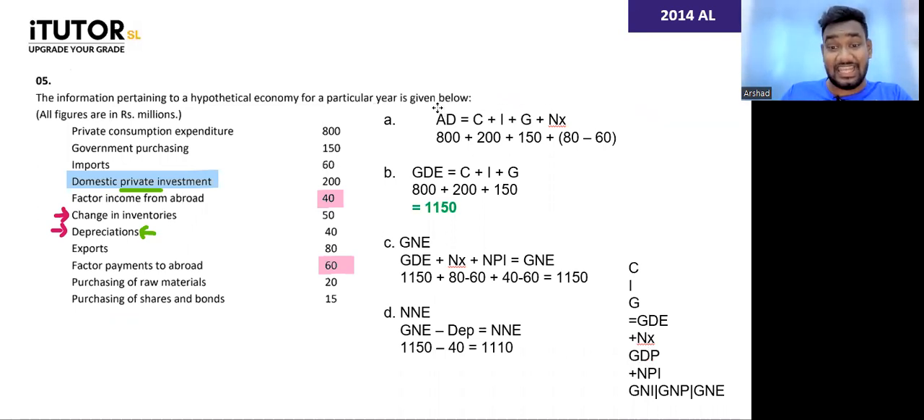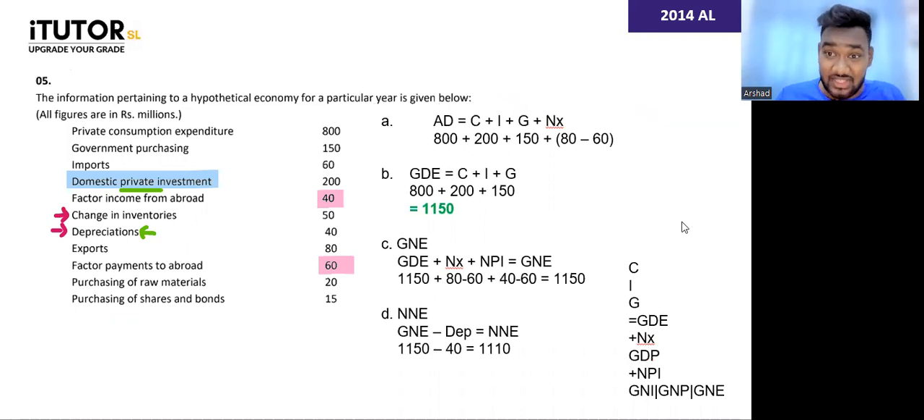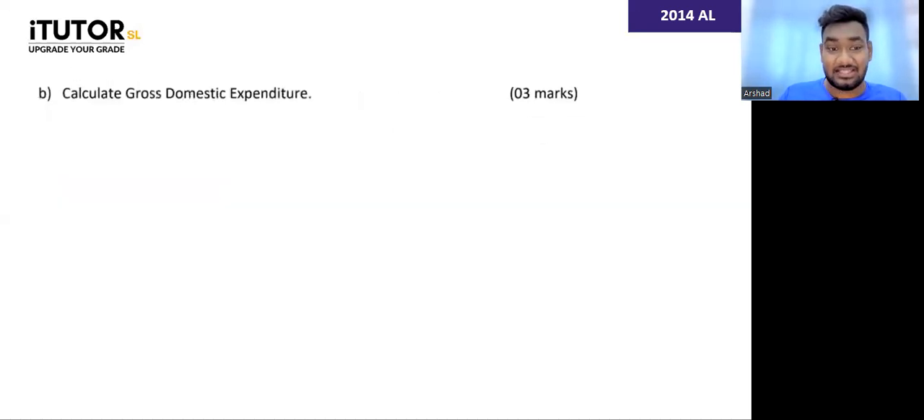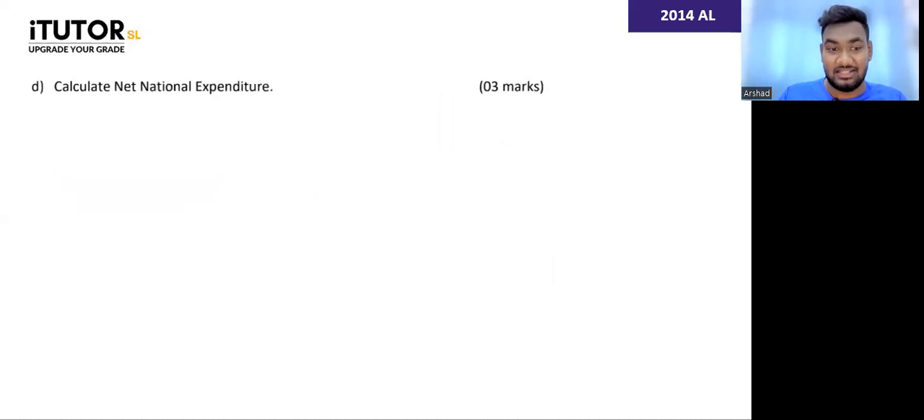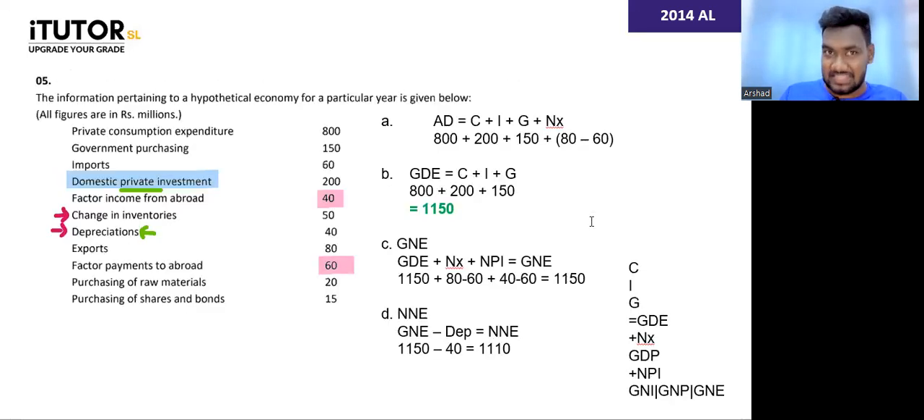So this is an expenditure approach calculation from the 2014 paper, a very easy calculation. They're giving you 12 marks for this. Remember, because 2013 was a very difficult paper, they made 2014 very easy. So they're giving you 3 marks, 3 marks, 3 marks, 3 marks, right? I did all of it in one slide, even though it's 4 different questions. So you need to know.